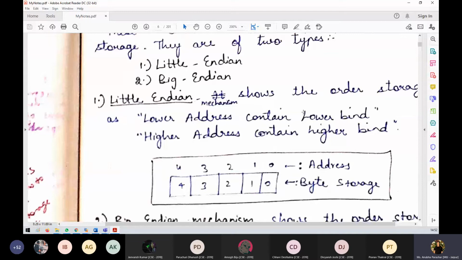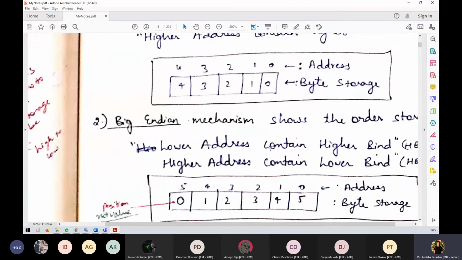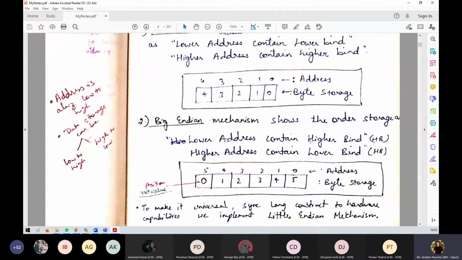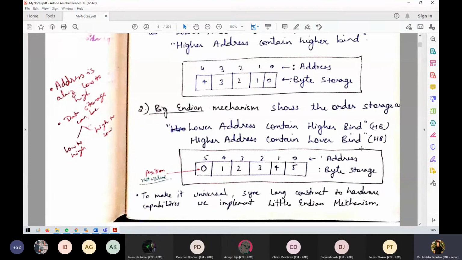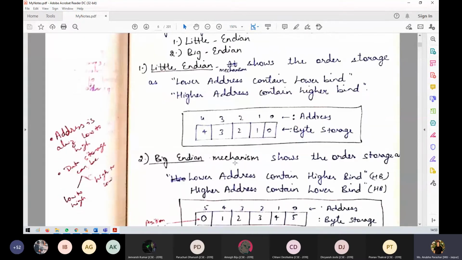So here you can see the representation. At 0 you are storing, at 1 you are storing some value. So lower address, lower byte. And big endian is just opposite to this. That means at the lower address you are storing the higher byte. So if it is the lower address, you are storing the value of this higher byte. So you start storing this value.